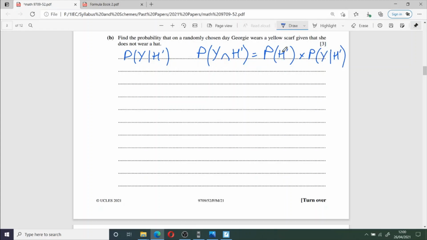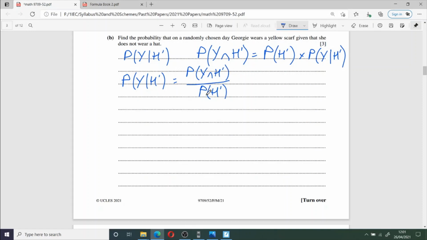So if I ended up with y here, then I would have not h and then the line and then y. And now I'm going to rearrange this so I get p of y given not h is equal to the p of y intersection h divided by p of not h. Okay, so I need to work out both of these things.